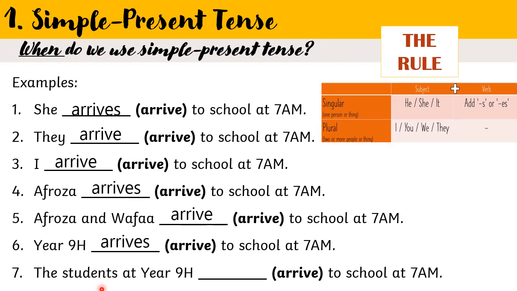Now, yes, that's exactly what I said just now. So the students at year 9H, do you add s or no to arrive? You don't, because the subject here becomes plural. So it is arrive, okay? So I hope that you remember all of this, okay? Remember this rule for simple present tense. Now we're going to move on.